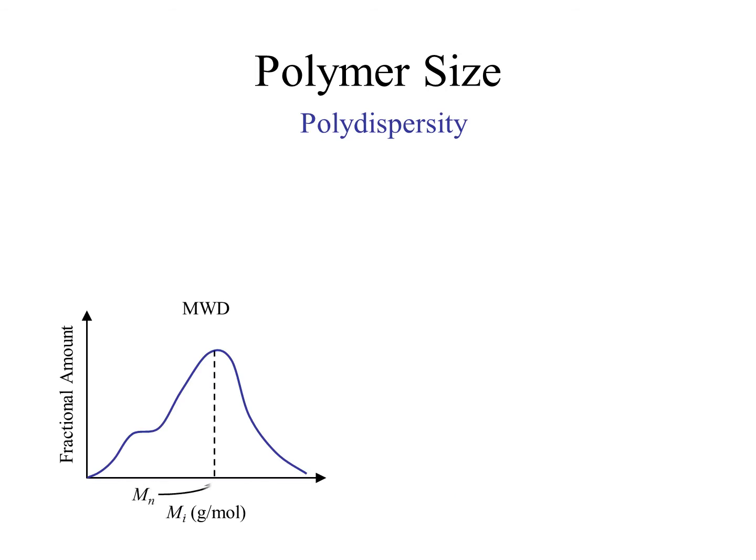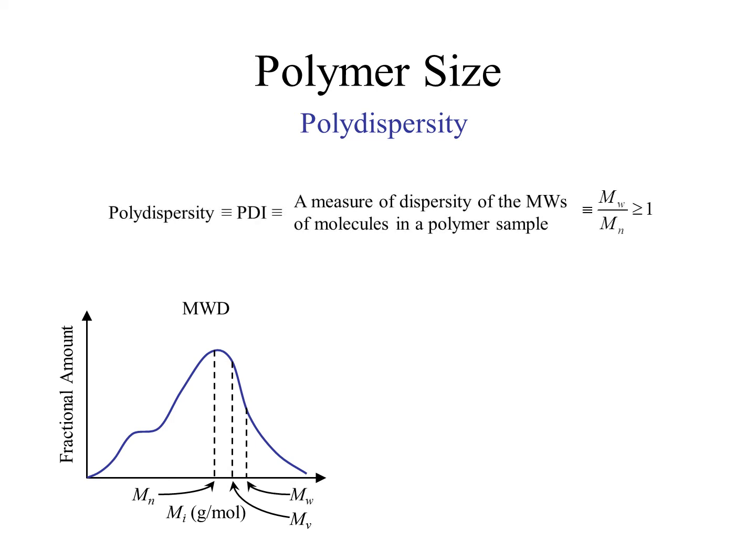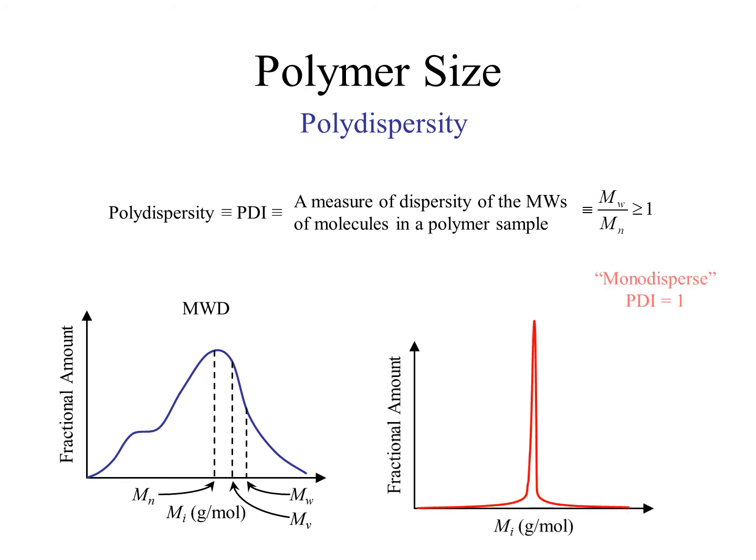Beyond the molecular weight averages, the other main descriptor of the entire molecular weight distribution is the polydispersity, or PDI for short. Compared to the molecular weight average equations from the last slide, the PDI has a pretty nice and easy formula. It's simply the ratio of Mw to Mn. Since the Mw is always larger than or equal to the Mn, this ratio will be 1 or greater. If the PDI is 1, then the Mw and Mn are exactly equal, and the sample is said to be monodisperse, since every molecule is exactly the same size.